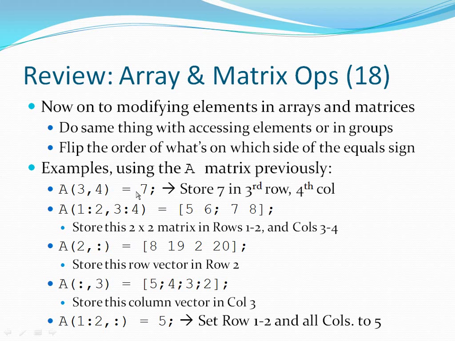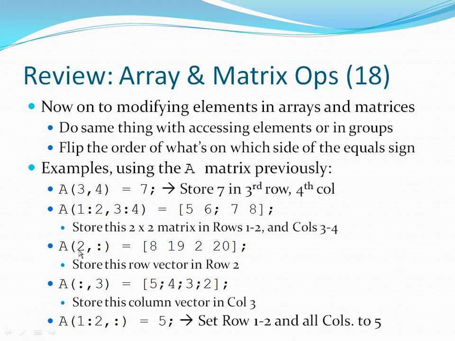All right. Similarly, if you wanted to group rows 1 and 2 and columns 3 and 4 together, and store the matrix 5, 6, 7, and 8 as a 2 by 2 matrix into rows 1 and 2, columns 3 and 4, you would simply take this matrix and store it like that. Okay. And then similarly, if you wanted to replace row 2, all the columns, with a single row vector, you would do the following. You do 8, 19, 2, and 20, and then that would simply take this row vector and override the second row of all the columns.